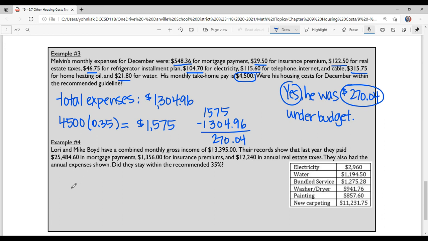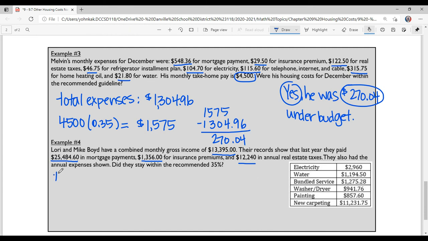Okay, number 4. Lori and Mike Boyd have a combined monthly gross income of $13,395. Wow, they earn a lot of money. Their records show that last year they paid $25,000 in mortgage payments, $1,356 for insurance premiums, and $12,240 in annual real estate taxes. They also had the annual expenses shown. Did they stay within the recommended budget?